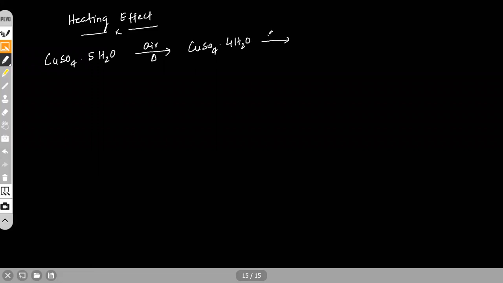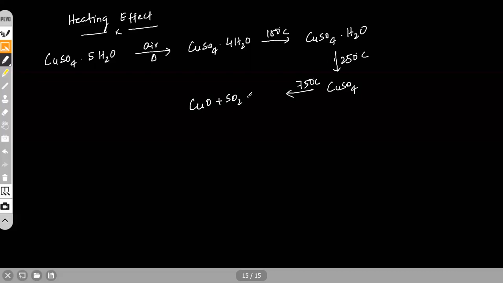Heating effect, you write down. The hydrated salt of this, CuSO4.5H2O, when it is heated in presence of air. CuSO4.5H2O means normal temperature. CuSO4.H2O forms at 100 degrees Celsius, 4H2O molecules go out. Further, if you increase the temperature to 250 degrees Celsius, it forms anhydrous form of copper sulfate, and at 750, it dissociates and converts into oxide, plus SO2 and O2. All these temperature based reactions are important.